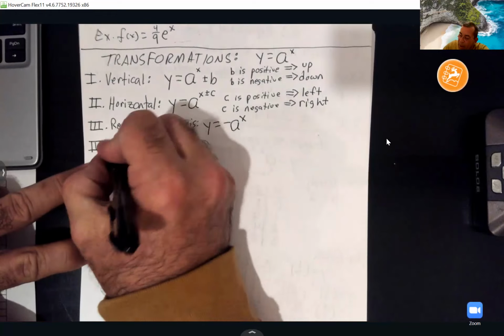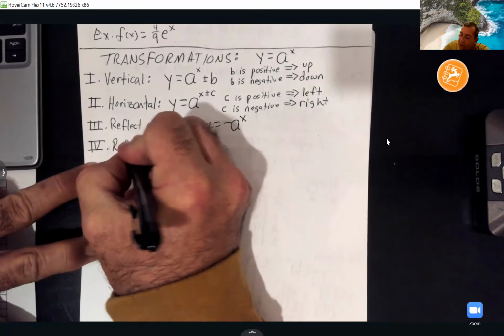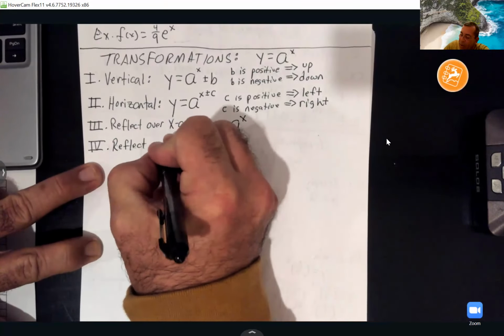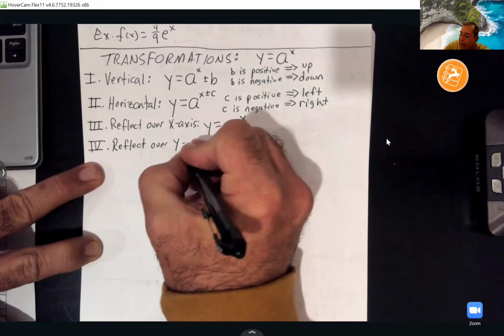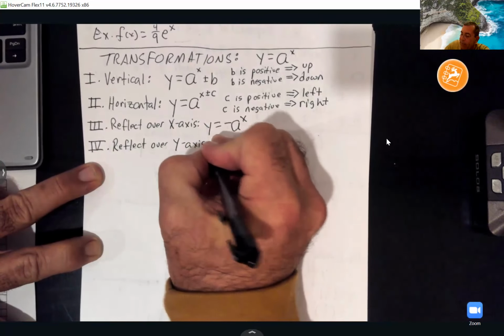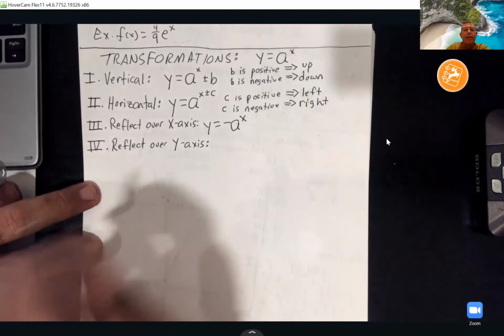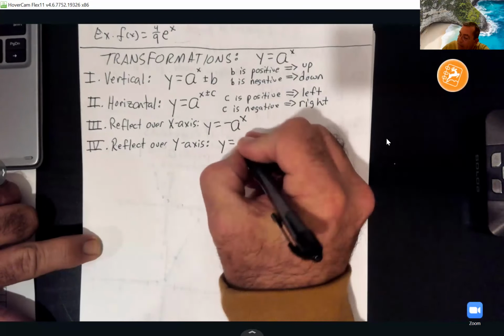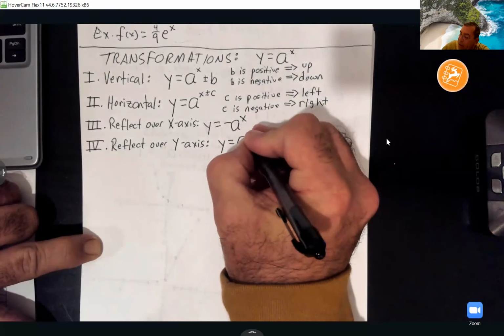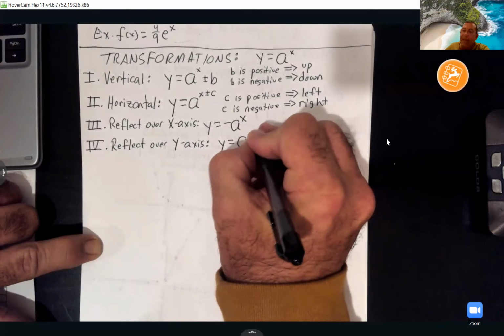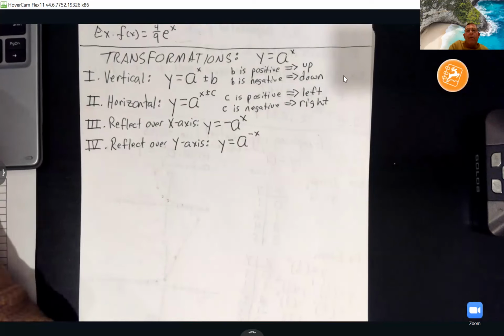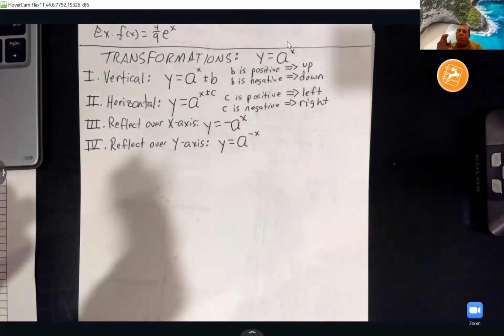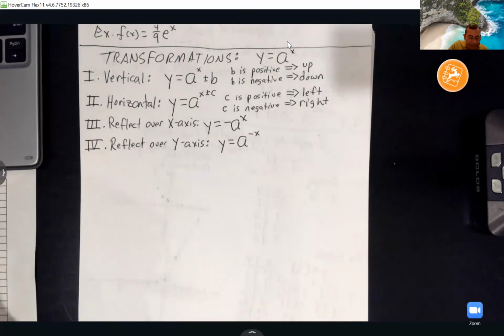reflection. We're now going to look at how to reflect it over the y-axis. So to reflect it over the y-axis, we have a to the negative x. We make the exponent negative to flip it over the y-axis, okay?